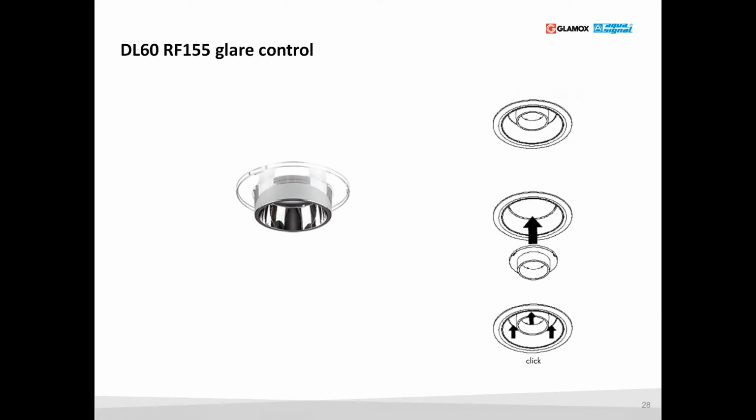And we have also launched something we call the glare control for the R155. That is possible to click up into the reflector and take away a lot of the glare. That's also an option that you will find on our web. And for where you have special areas such as control rooms and so forth, that can be an option.